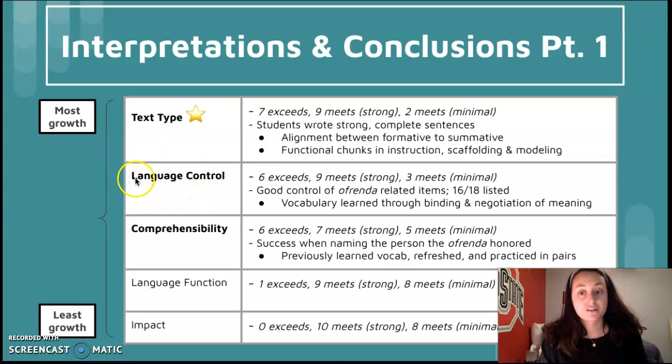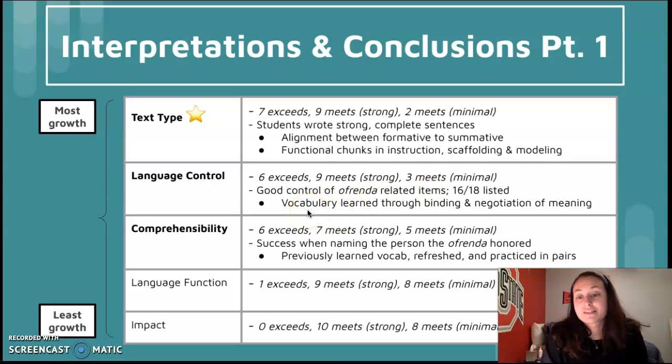Students also demonstrated a lot of growth with respect to language control, especially regarding the new vocabulary introduced in the WLTU. Students had to list and name and even describe some of the ofrenda items. And with the exception of 2 students who just really didn't complete the task, 16 of the students were able to do this, so everyone who tried.